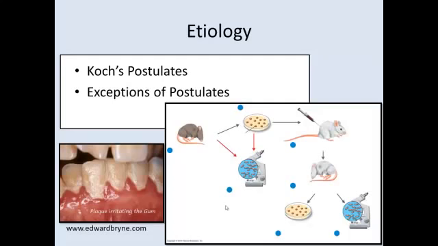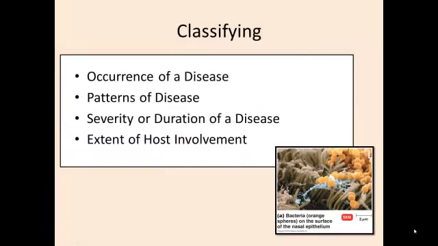So technically we can't prove, unquote, that this is causing the disease. Now, there's all sorts of other exceptions to Koch's postulates, but I like that one because it's nice and obvious and it's something I've worked with. Next, we're going to talk about classifying the various types of diseases.